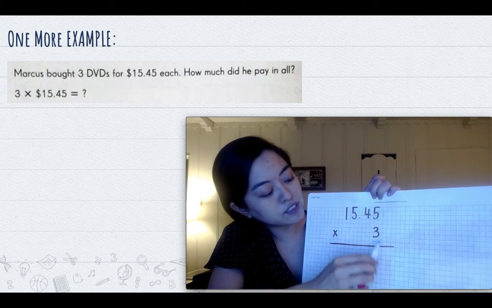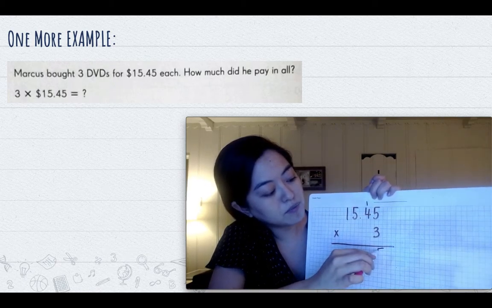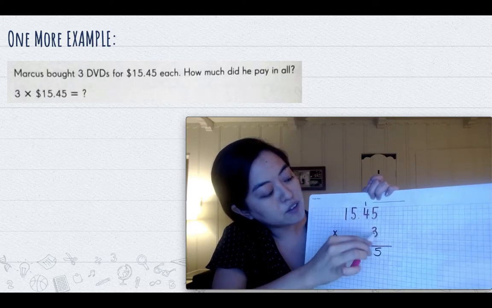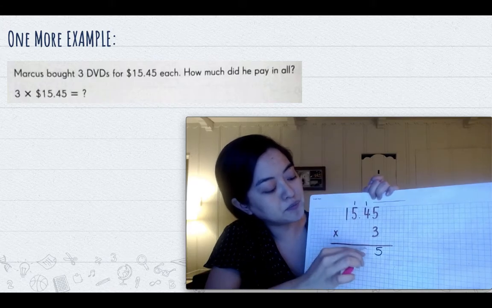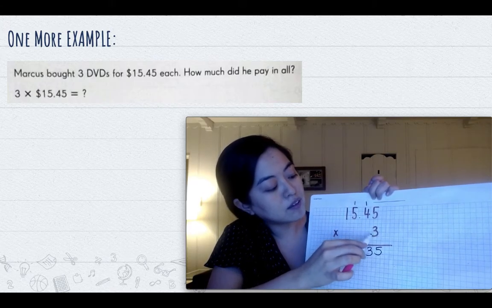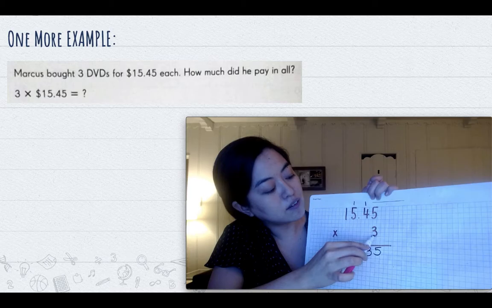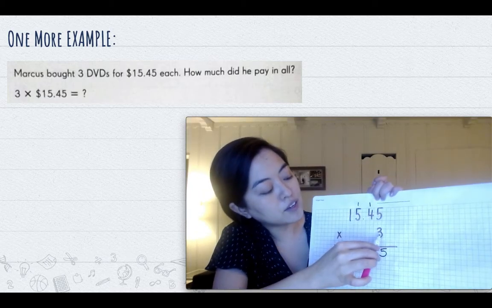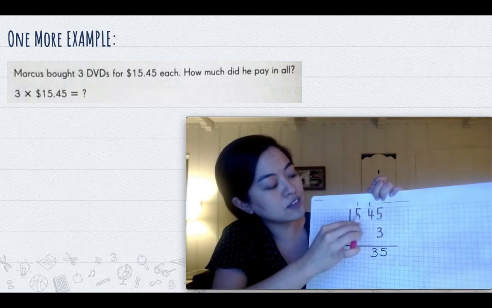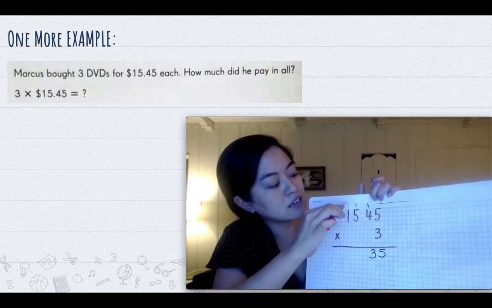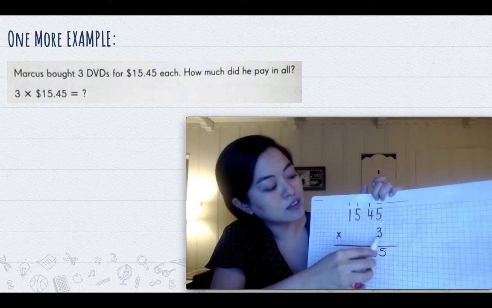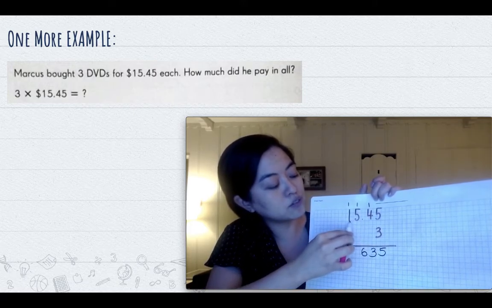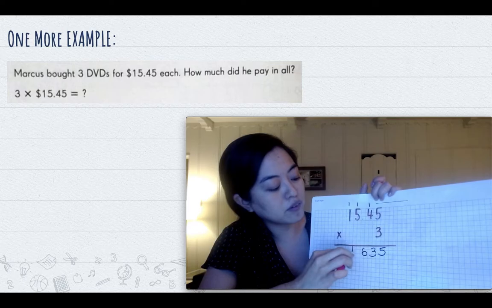So let's do 3 times 5, which is 15. And 3 times 4 is 12, plus 1 is 13. And then we have to do 3 times 5 is 15, plus 1 is 16. And then we have to do 3 times 1 is 3, plus 1 is 4.